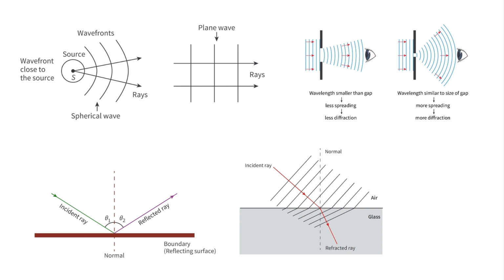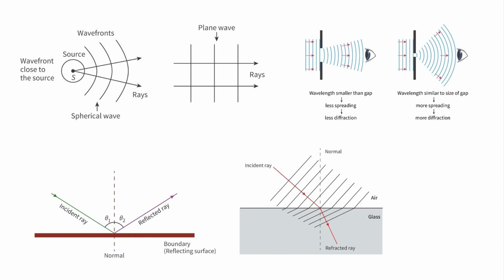If the wavelength is smaller than the gap, then there's less spreading and less diffraction. If the wavelength is similar to the size of the gap, then there's more spreading and more diffraction. So diffraction is the amount of angle it spreads to. Here you can see there are fewer angles. This would be maybe like 90 degrees from one point, and the other one would be 180 degrees.